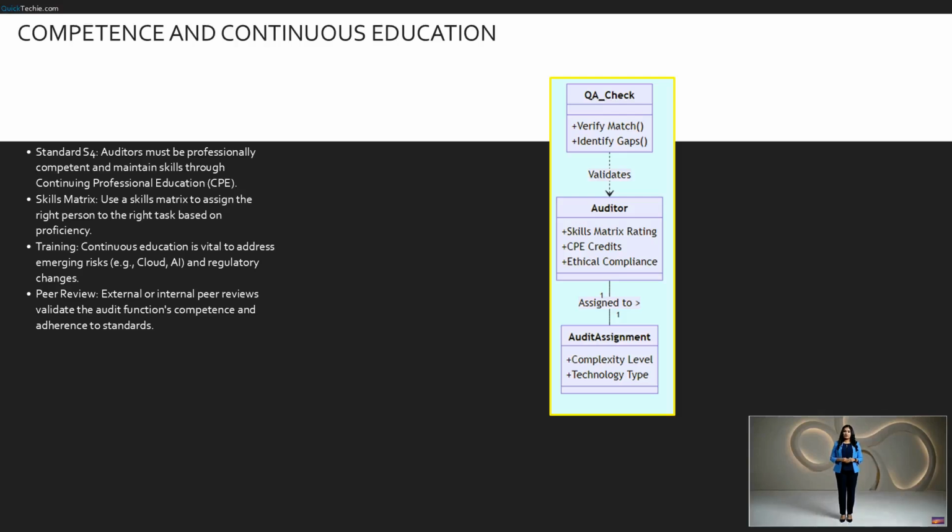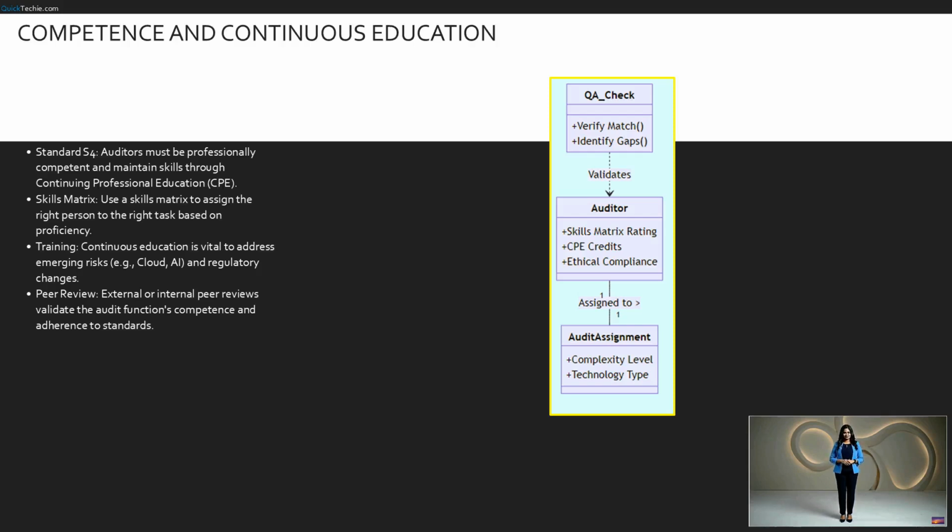You cannot ensure quality if the auditor lacks the skills to do the job. Standard S4 mandates professional competence. In complex IT environments, we use a skills matrix to match auditors to tasks. Don't send a generalist to audit complex cryptography. Furthermore, QA requires continuous education. Technology evolves, and so must we. Periodic peer reviews, where other professionals critique our audit process, act as a final check on our competence framework.